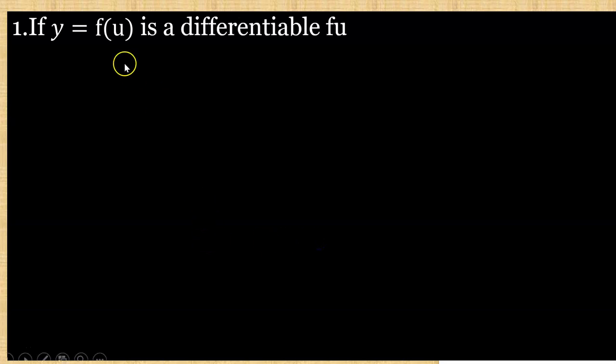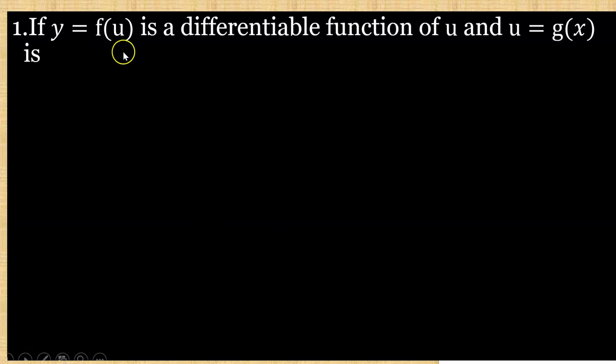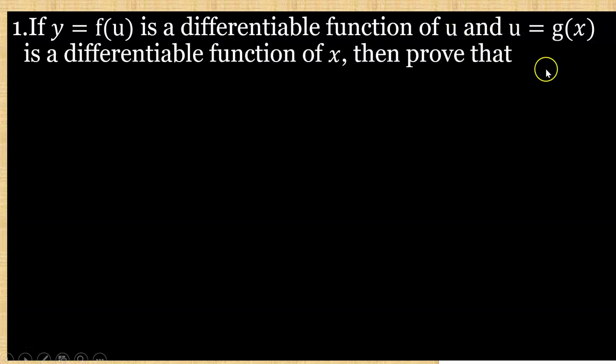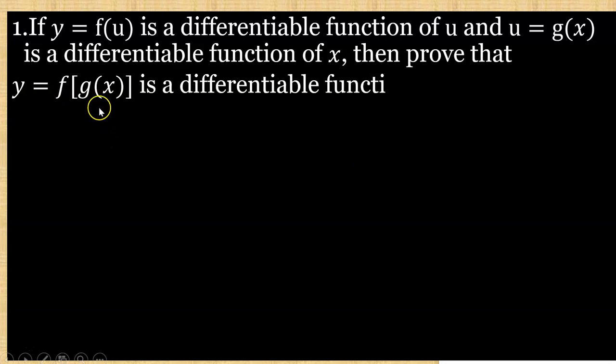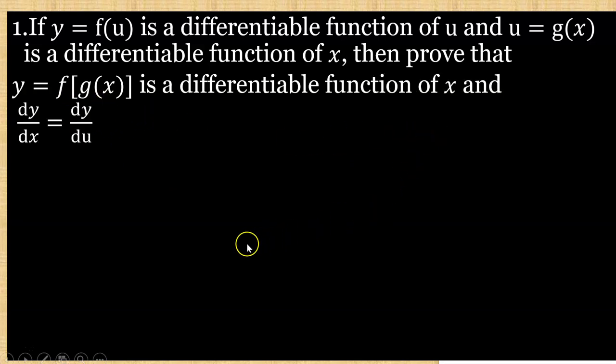First, chain rule. If y is equal to f of u is a differentiable function of u and u is equal to g of x is a differentiable function of x, then prove that y is equal to f of g of x is a differentiable function of x and dy by dx is equal to dy by du into du by dx.